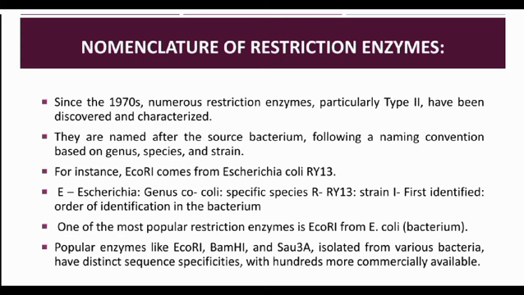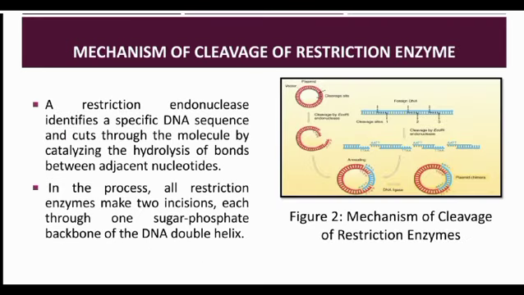If we discuss the mechanism of cleavage of restriction enzymes, a restriction enzyme identifies specific DNA sequences and makes a cut through the molecule by catalyzing the hydrolysis of the bond between two adjacent nucleotides. In this process, all restriction enzymes make two incisions. They make two cuts, each through one sugar phosphate backbone of the DNA double helix.